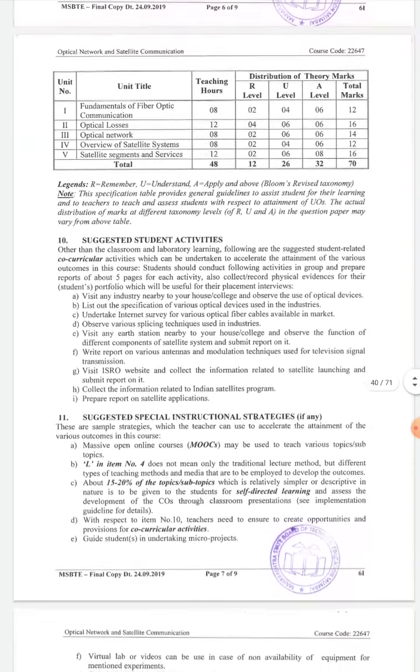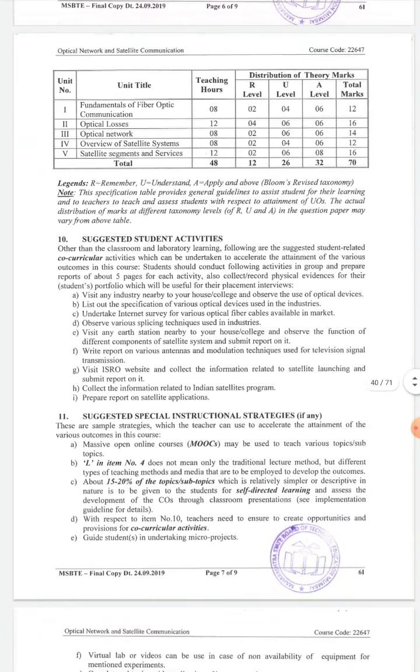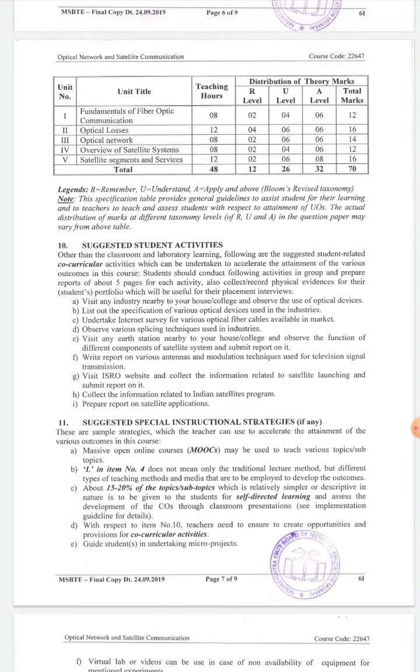Some student activities are also provided. So suggested student activities are: visit any industry nearby to your house or college and observe the use of optical devices. Then list out the specifications of various optical devices used in the industry. Undertake an internet survey for various optical fiber cables available in the market. Observe various splicing techniques used in industry.